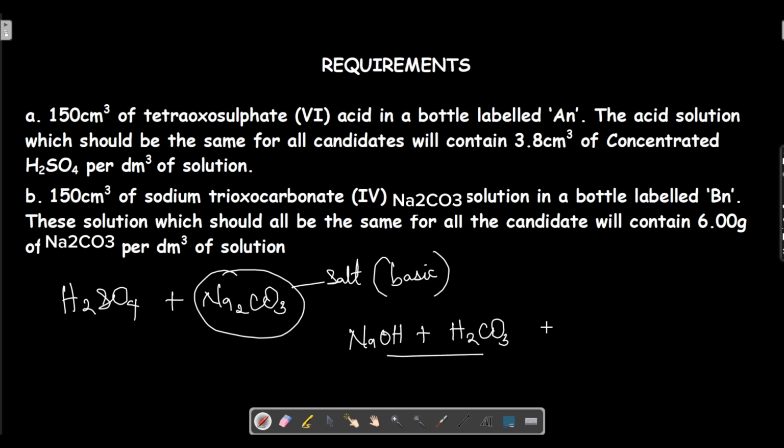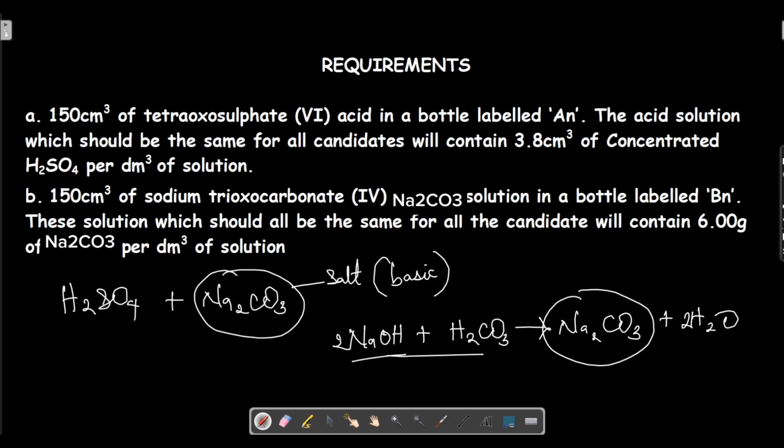So when these two react together, you have sodium trioxocarbonate and water. This is how it is formed. It is formed whenever a salt is formed from a strong base and a weak acid. This salt formed, though it's a salt, will have some basic properties. So sodium trioxocarbonate 4 is a salt, but it has basic properties.